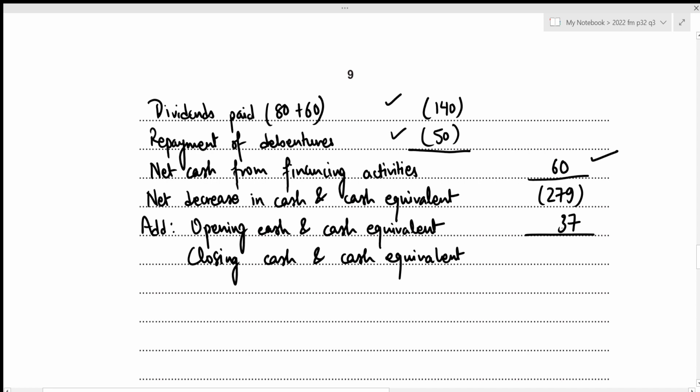Now, in order to figure out the closing cash and cash equivalents, we just add this opening balance to the net decrease in cash and cash equivalents. So that's going to be minus 279 plus 37, which results in a negative value of 242.